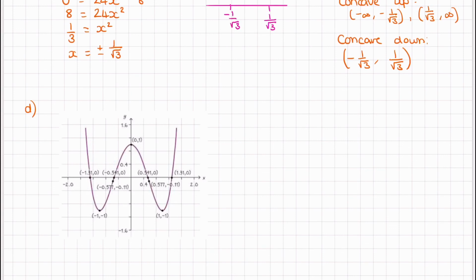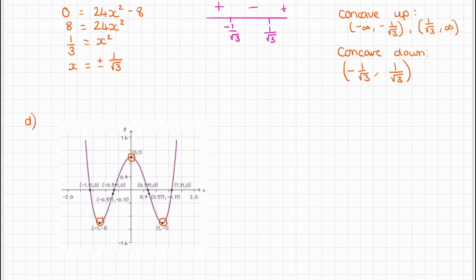So you see here we have the maximum and minimum points. So we have (-1, -1), (1, -1) and (0, 1). Plot them first. And once we've drawn those maximum and minimum points, we also know where things are concave up and down. So with that, it will then help us create this drawing.